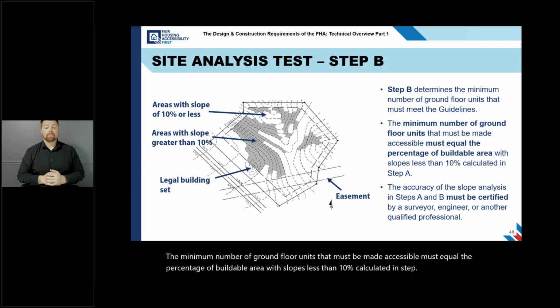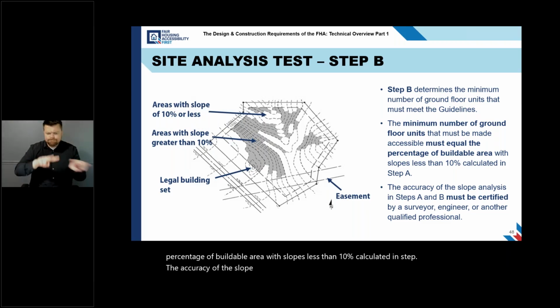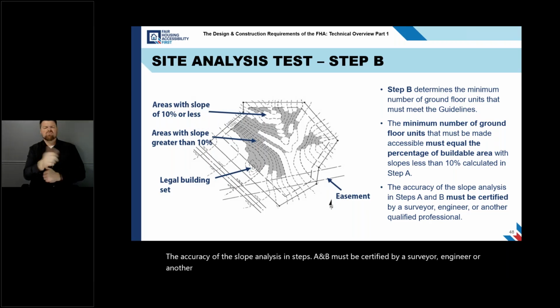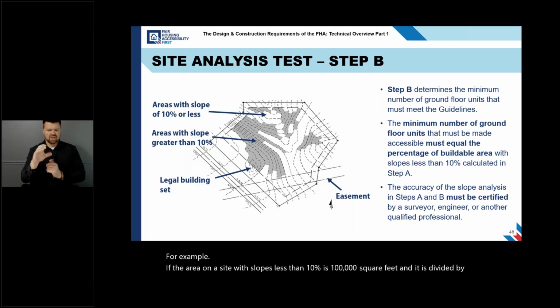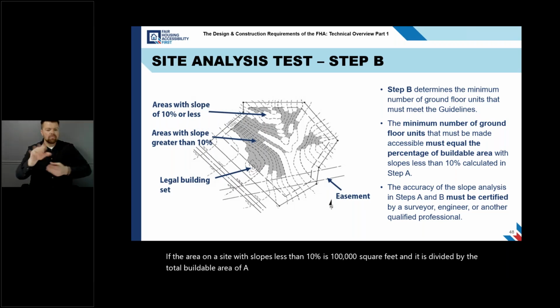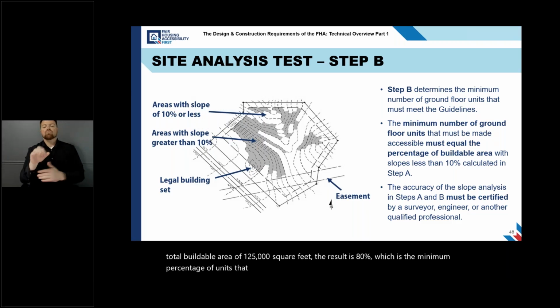The accuracy of the slope analysis in steps A and B must be certified by a surveyor, engineer, or another qualified professional. For example, if the area on a site with slopes less than 10% is 100,000 square feet, and it is divided by the total buildable area of 125,000 square feet, the result is 80%, which is the minimum percentage of units that must be accessible.